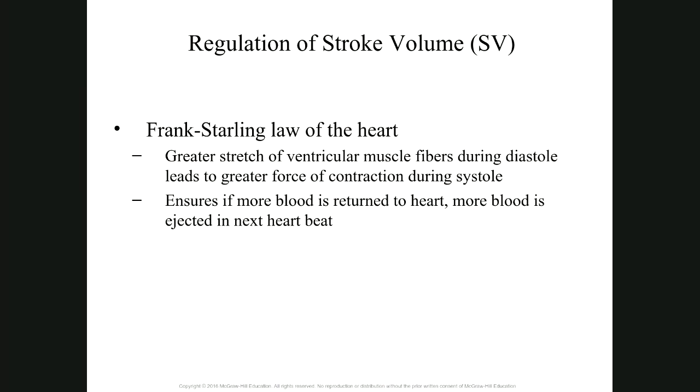And we have a law which we call the Frank-Starling law of the heart. Greater stretch of ventricular muscle fibers during diastole leads to generation of more force of contraction during systole. And when more blood returns to our heart, which we call venous return, more blood can be ejected from the heart. So we call it the Frank-Starling law.